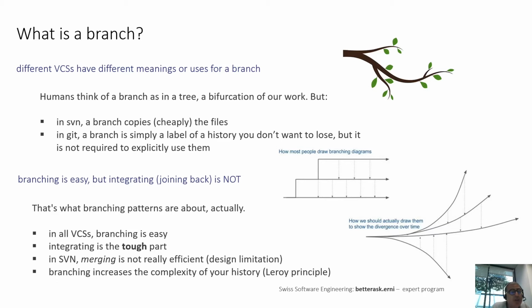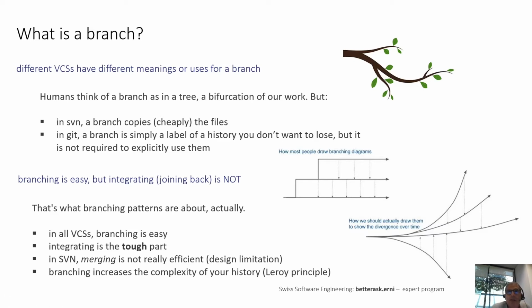In Git, a branch is just a reference. It's just a label of the history, like saying, I don't want to lose this. But you're not required to use branches for branching in Git. So the concepts are a little bit different. But in this presentation, we will stick to the human meaning, neither the Subversion nor the Git one. When we talk about a branch in this session, we will use the concept of branching, of diverging.